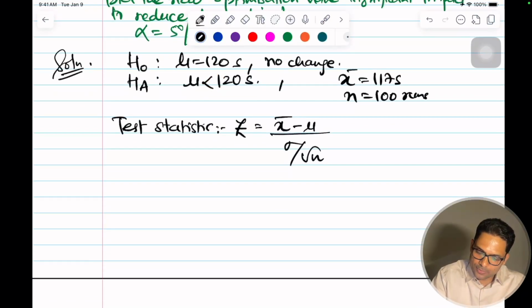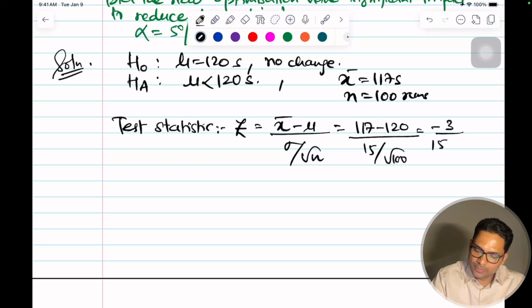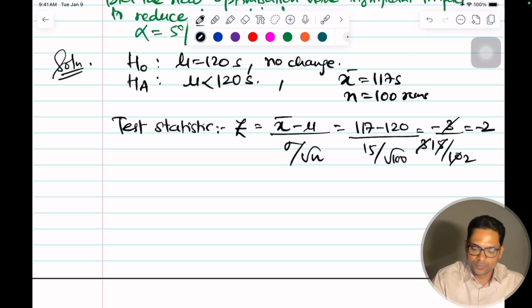So what is the z statistic equal to? 117 minus 120 divided by sigma, which is 15 by square root of 100, is equal to minus 3 by 15 by 10. 5 3s are 15, and 5 2s are 10. So the 3 and 3 cancel, and this will come out to minus 2. So my observed z statistic is equal to minus 2.